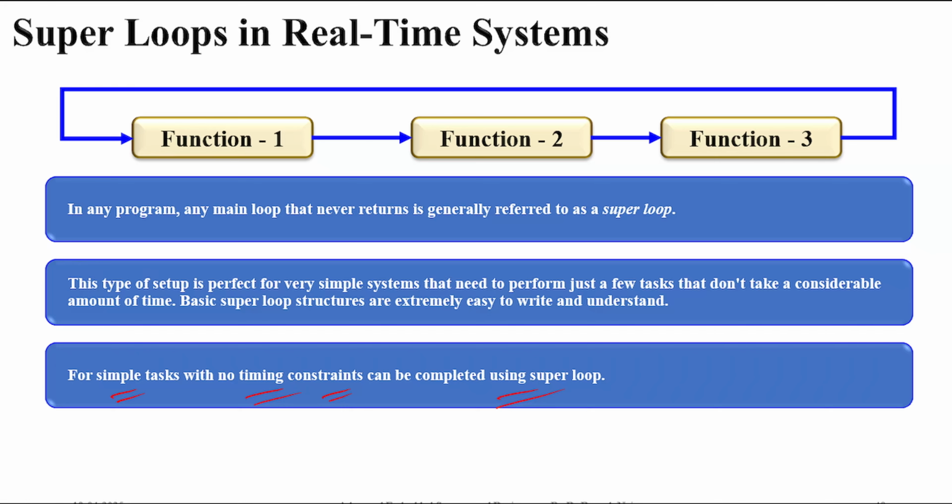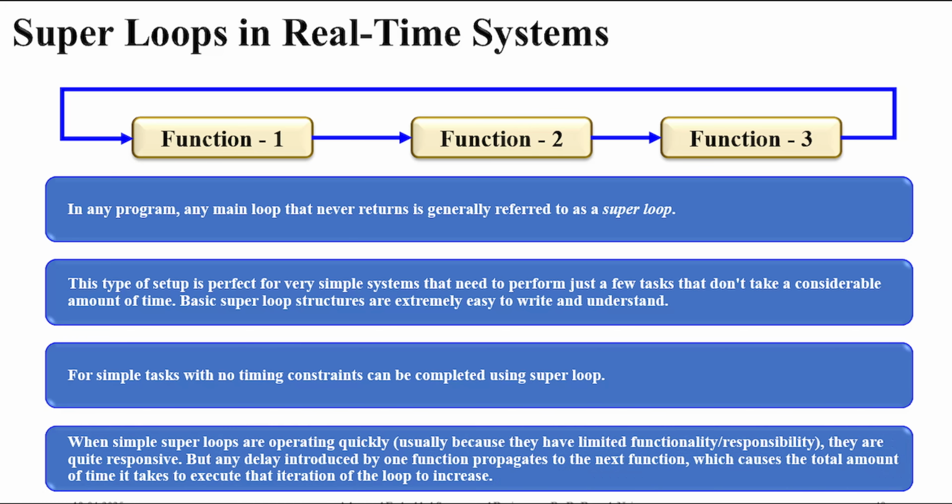It is not necessary that you always should go for a real-time operating system, design tasks and handle all the events using tasks. Instead, if there is no timing constraint for a project, in that case we can rely on super loops because they are easy to write and easy to deploy. So when simple super loops are operating quickly, then you don't need to go for real-time operating systems.